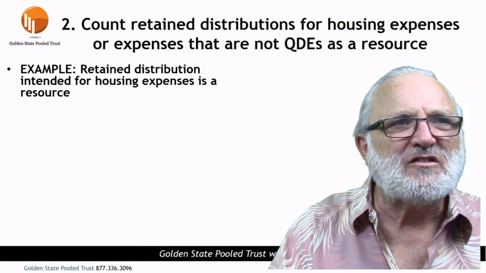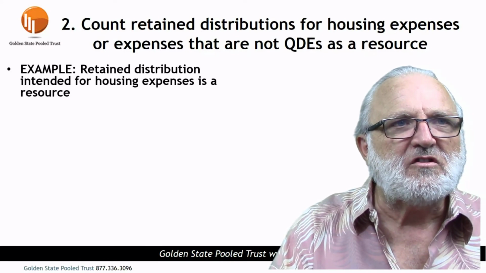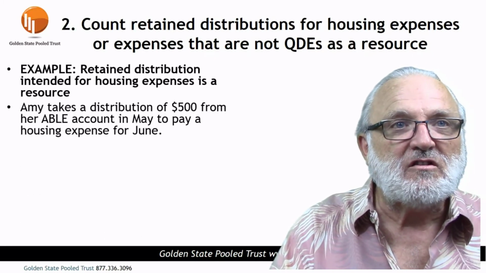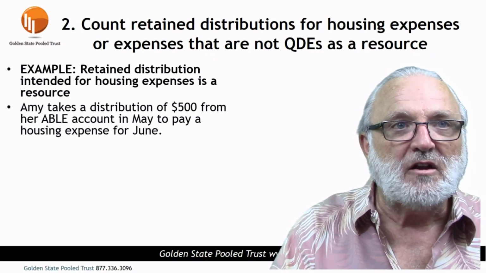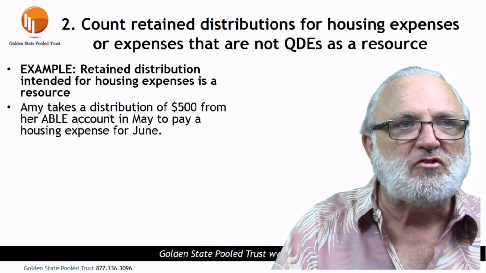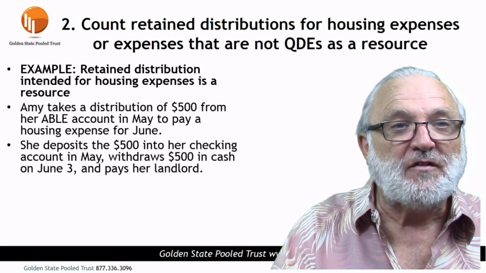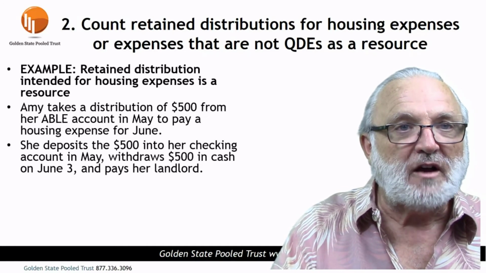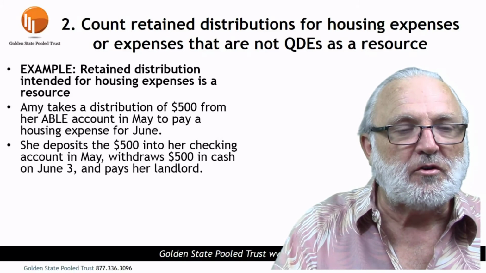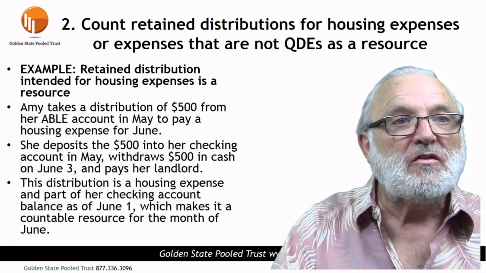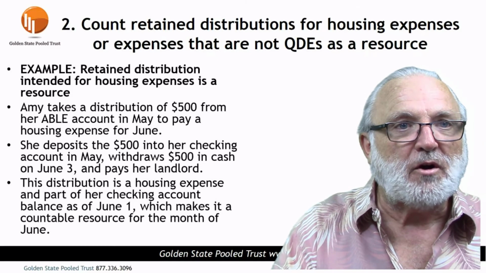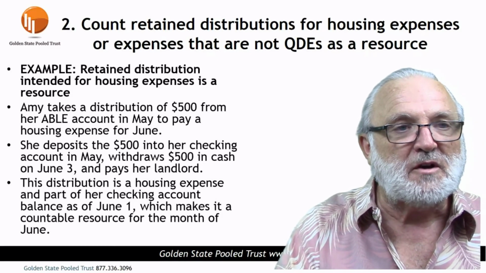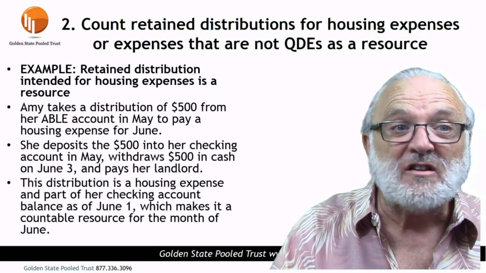So here's an example. Retained distributions intended for housing expenses that become a resource. Amy takes a distribution of $500 from her ABLE account in May to pay for a housing expense in June. She deposits the $500 from the ABLE account into her checking account in May and then withdraws the $500 in cash on June 3rd and pays her landlord. This distribution is a housing expense and part of her checking account balance as of June 1st. So as it rolled into the next calendar month, it became a resource, which makes it a countable resource for the month of June.